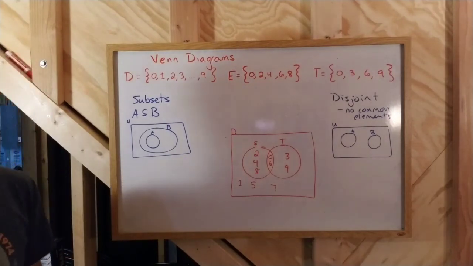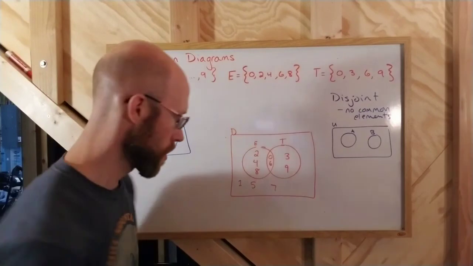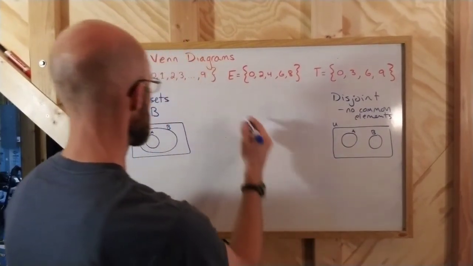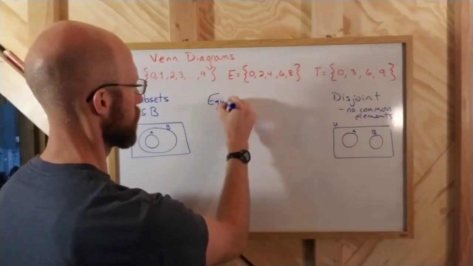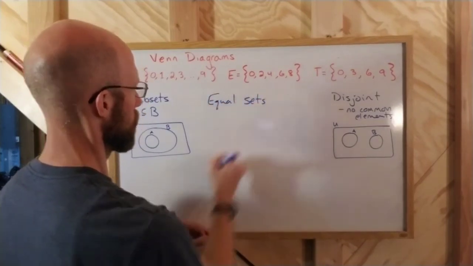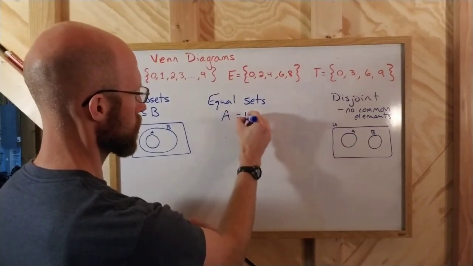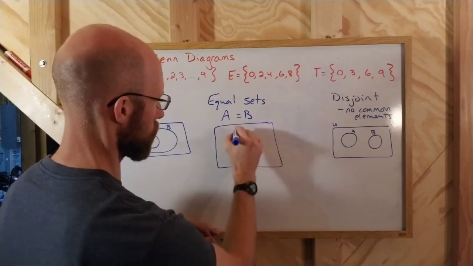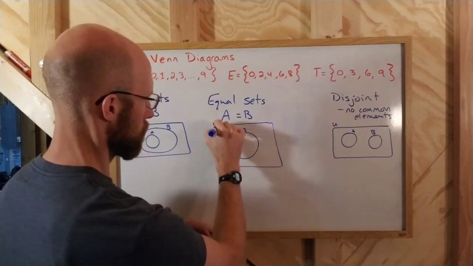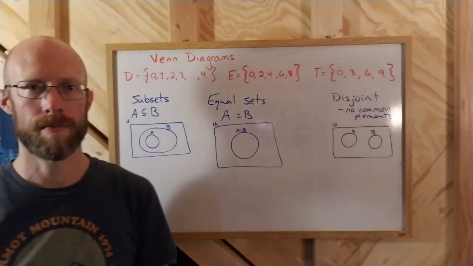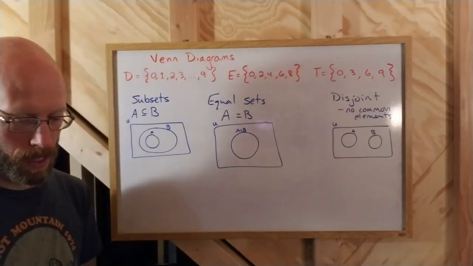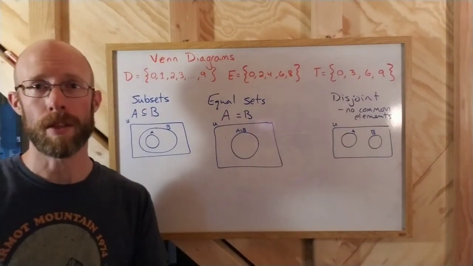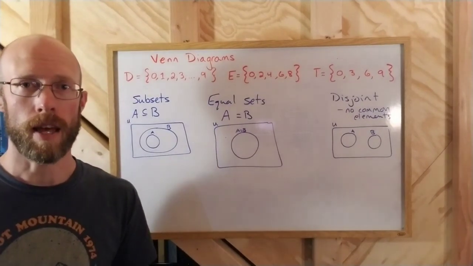You could also have the case where you have equal sets, where the two sets are exactly identical. So A is equal to B, in which case your Venn diagram just has a single circle with both A and B labeled on it. That's a possibility, and of course the one that we just saw, where there is an overlap, but then there are some things that are not in that overlap as well.